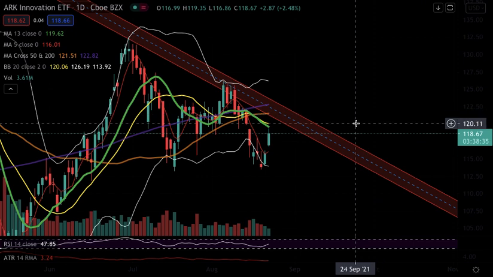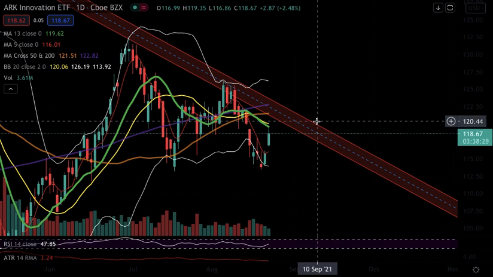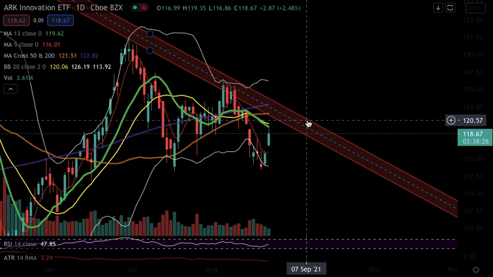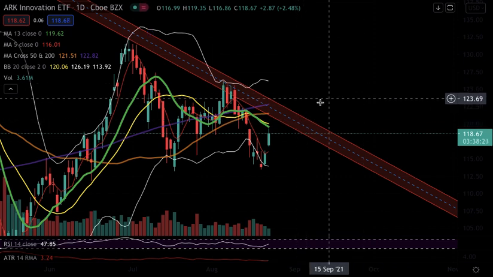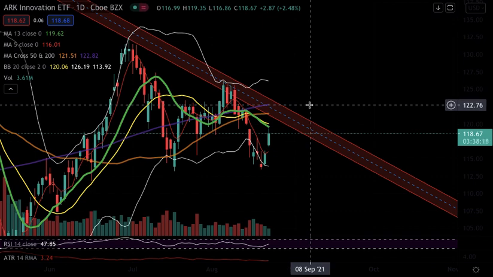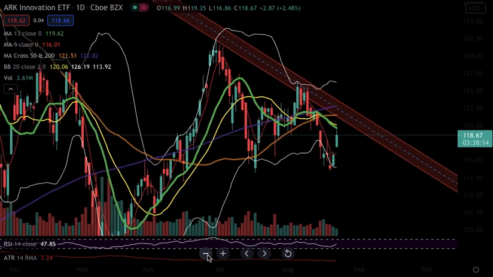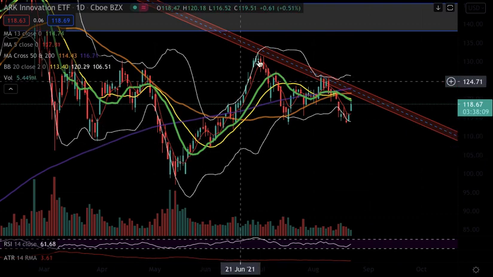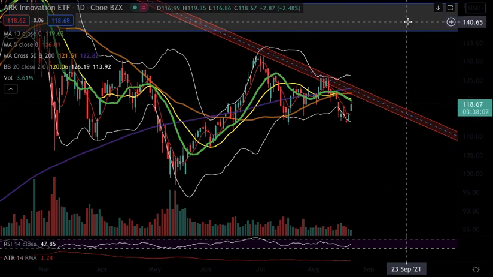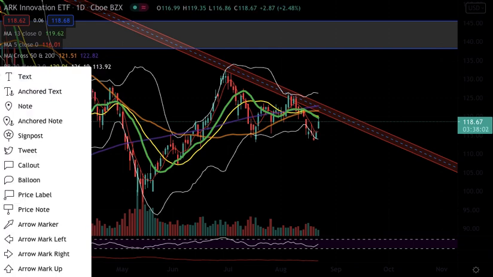But we need ARKK to get back above 120, which is where our 20-day moving average is. Okay, below the 20-day moving average is really bearish. Above shows bullish strength is building. The 200-day moving average is at 122.82. So if ARKK can get back above that level, it'll start looking bullish again, and this will look more like a bullish chart. And there's a big chance that this would be the beginning of either wave 3 to the upside or wave 5.